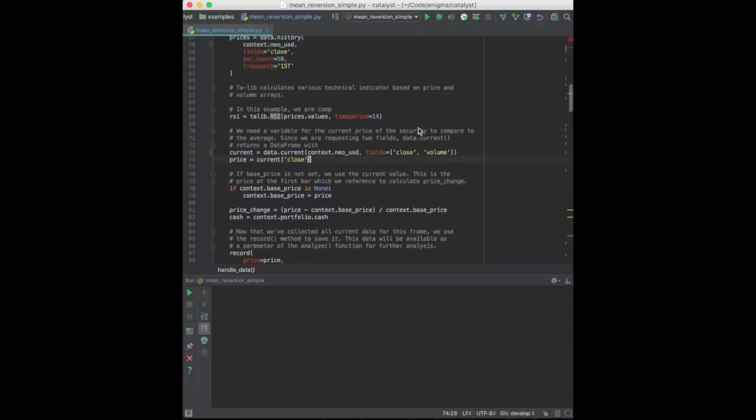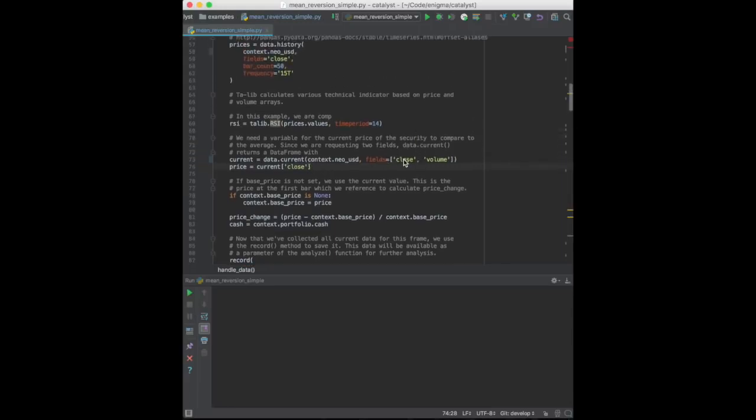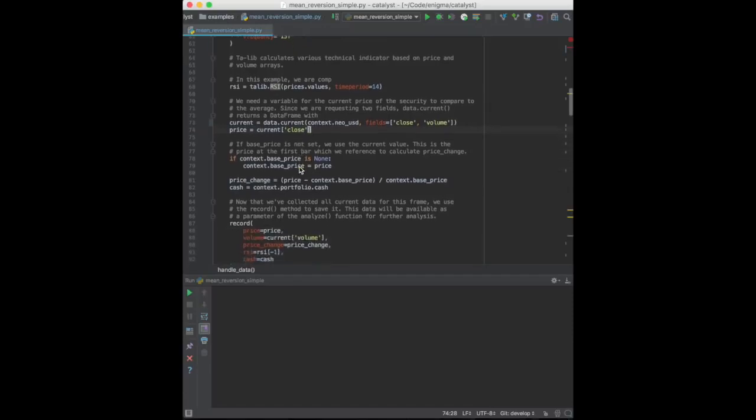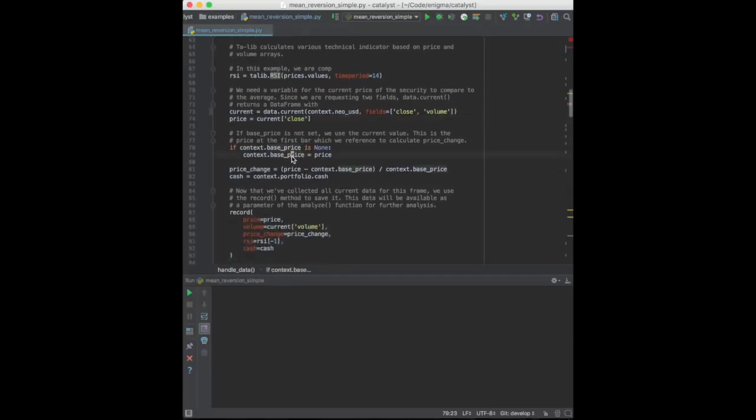Now we also need the current price to make our trade decision. Note here that we're requesting both the close and the volume. When more than one field is requested, Catalyst returns a data frame instead of a series. We can then get a price series simply by referencing close as a column of our data frame.